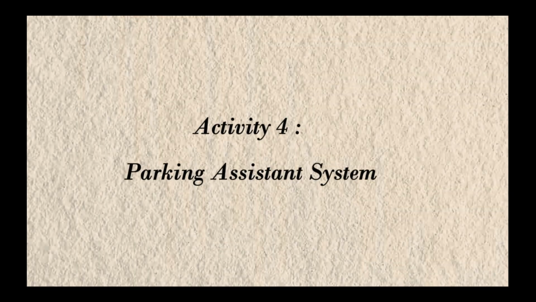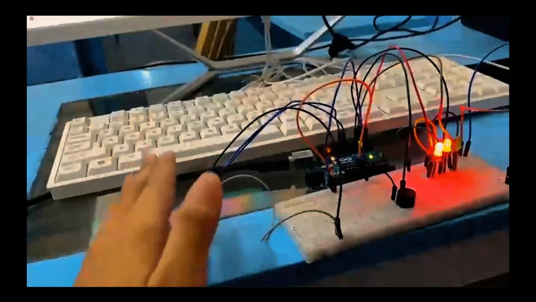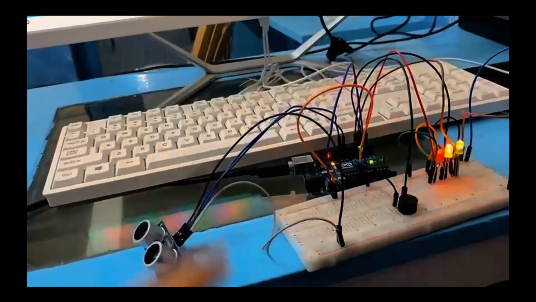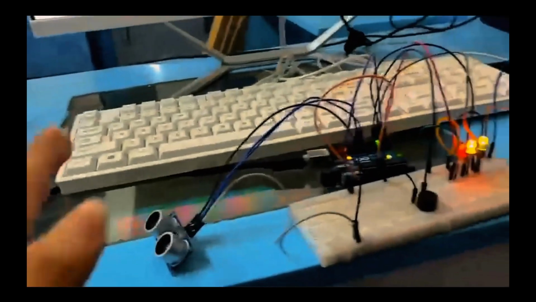Activity 4. Parking Assistance System. In this video, we show a parking assistance system that uses an ultrasonic sensor, and when something gets close, the LEDs and buzzer warn. We had some issues with the distance at first, but we fixed it by adjusting the sensor and code.